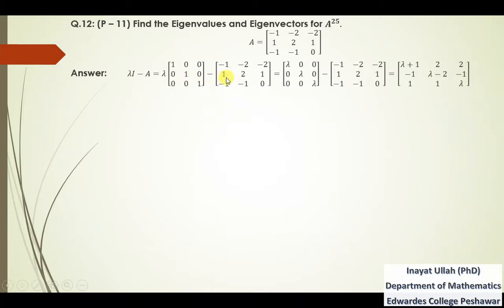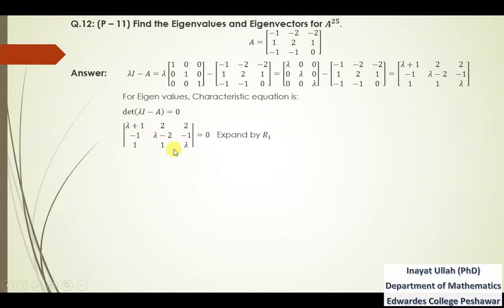Simplifying this difference, multiply lambda inside to get this equation, subtracting these two to get this matrix, that is lambda I minus A. So for eigenvalues we are taking the characteristic equation, and that is the determinant of lambda I minus A. Lambda I minus A is now this matrix, so replace lambda I minus A by that matrix and we need to find the determinant. So put straight lines here, determinant of the matrix is equal to 0.